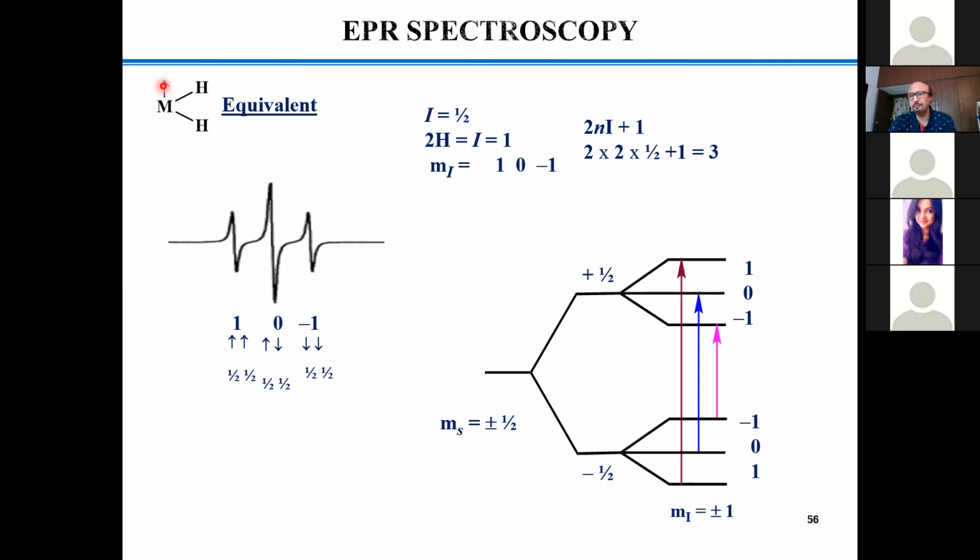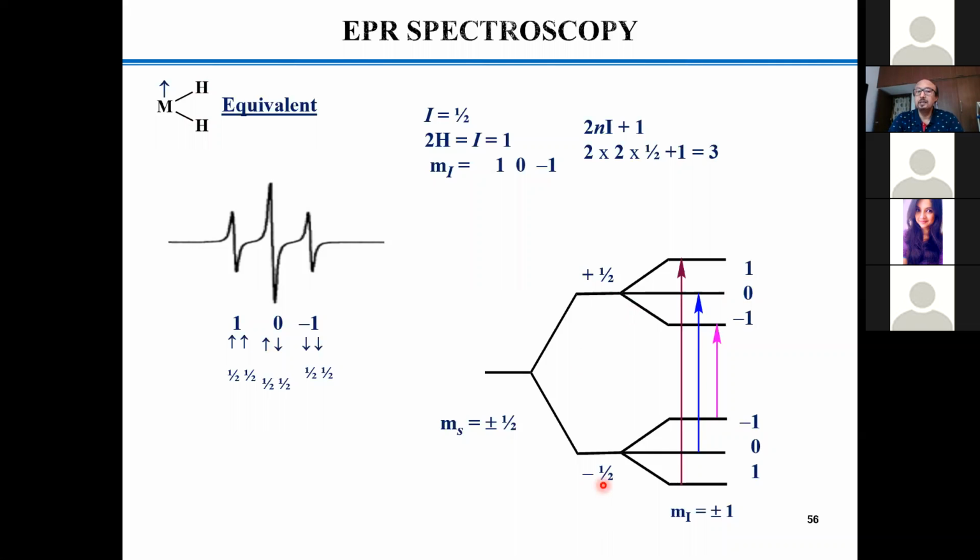Now this reactive site, again hypothetically, the metal contains 1 unpaired electron. So S equal to half, Ms equal to plus minus half, and we have presumed that I of this metal is 0. So there is no nuclear spin as far as this metal is concerned, and it is connected to 2 hydrides. Each proton will have I equal to half, and they are equivalent. So as per our convention, we have to consider 2 into 2 into half plus 1, so total 3 lines, right?